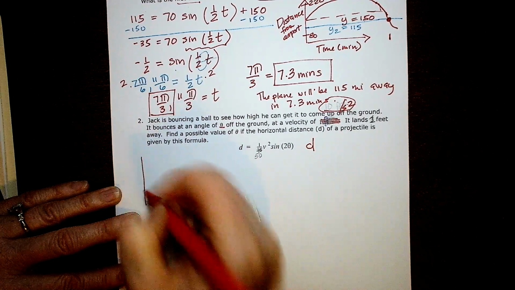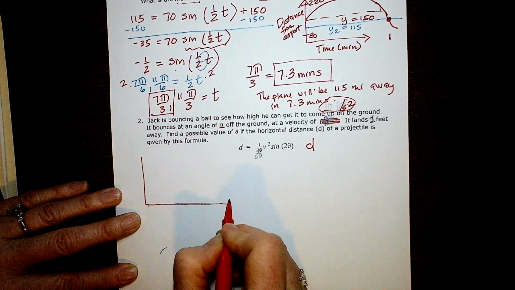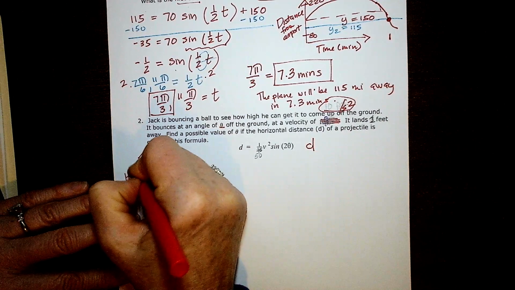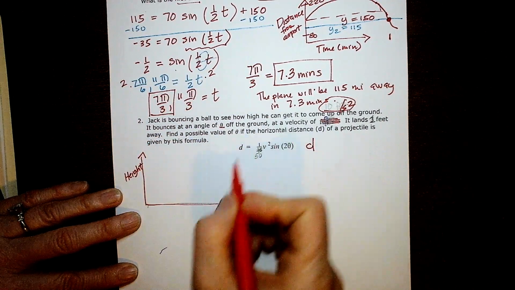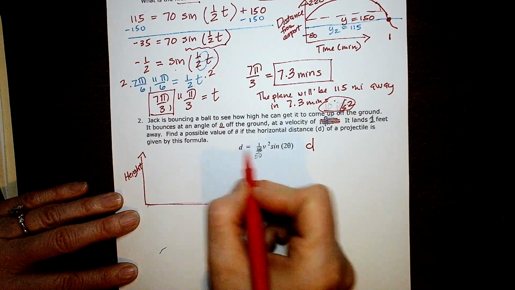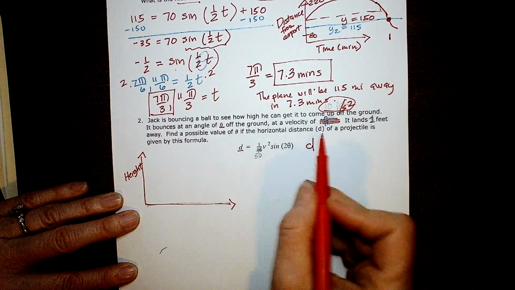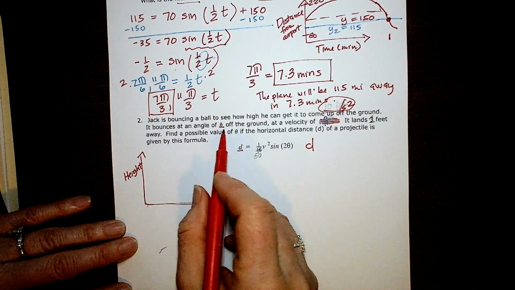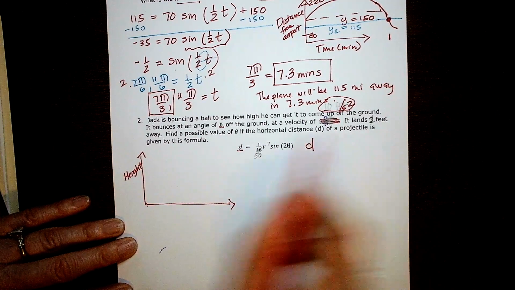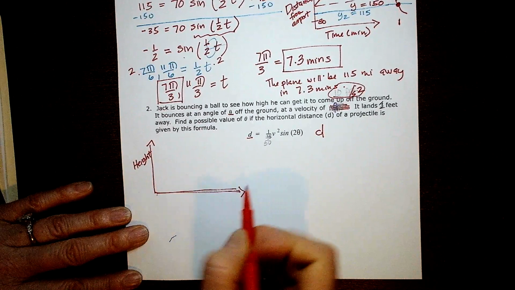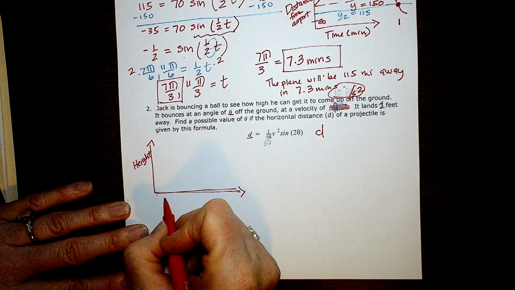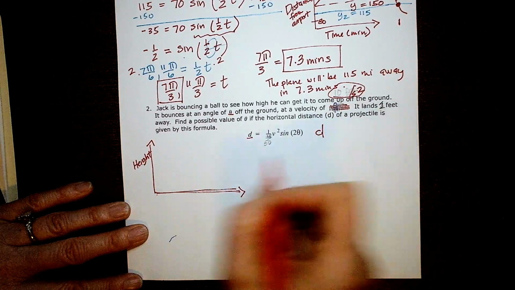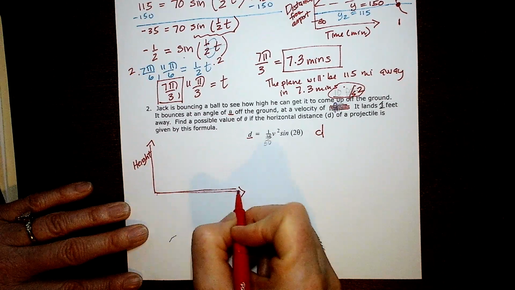Let's draw a sketch. Okay, so here's what's happening. Jack is bouncing the ball. This is the height of the ball. This equation, height, and I should have made that an H, but all right. It bounces at an angle of theta at a velocity. It lands 1 foot away. So this is the horizontal distance, D, of a projectile given by this formula.